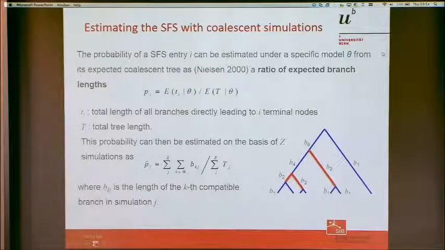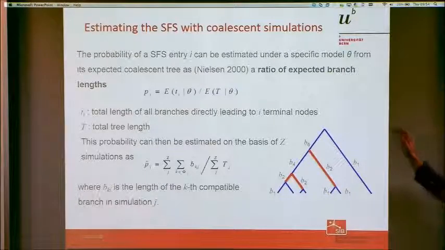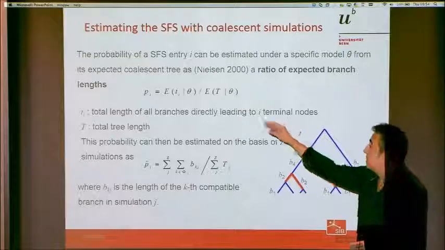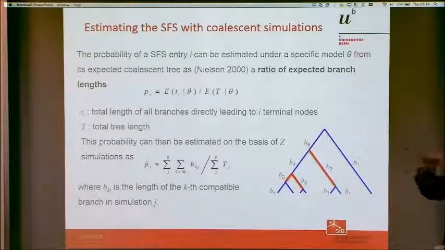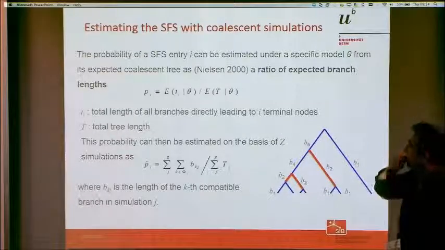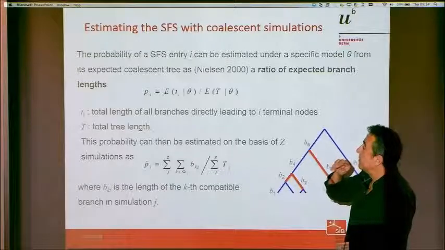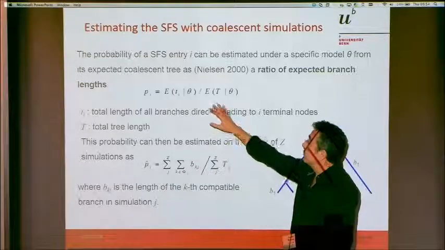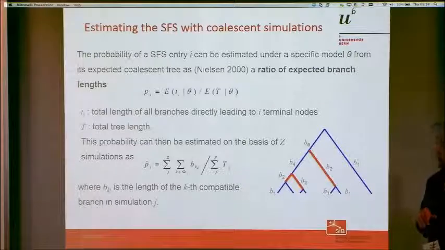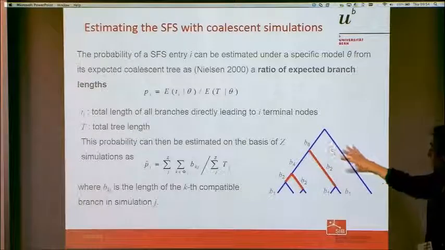Okay. So, yeah, I will just show you a bit of the framework that I've been using to try to reconstruct this expected site-frequency spectrum. It's just based on this very nice idea of Rasmus in this paper of 2000, where he showed that these entries of the site-frequency spectrum can be obtained as ratios of expected branch lengths of the coalescent tree.